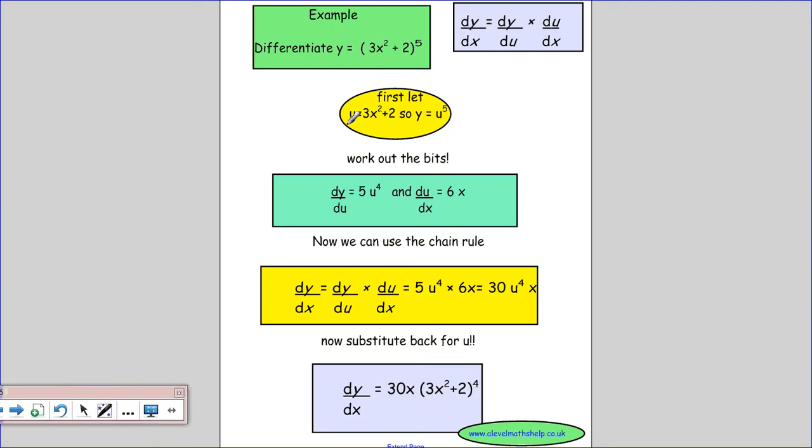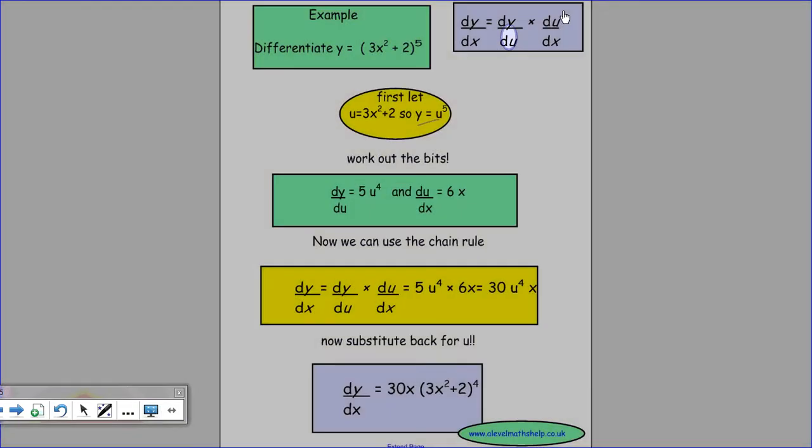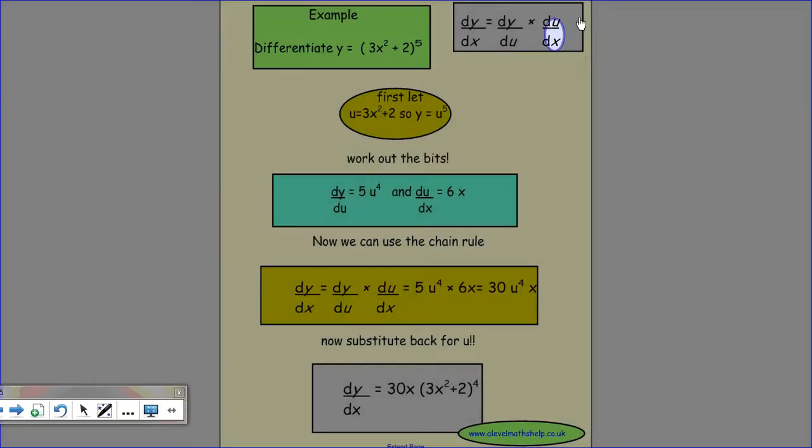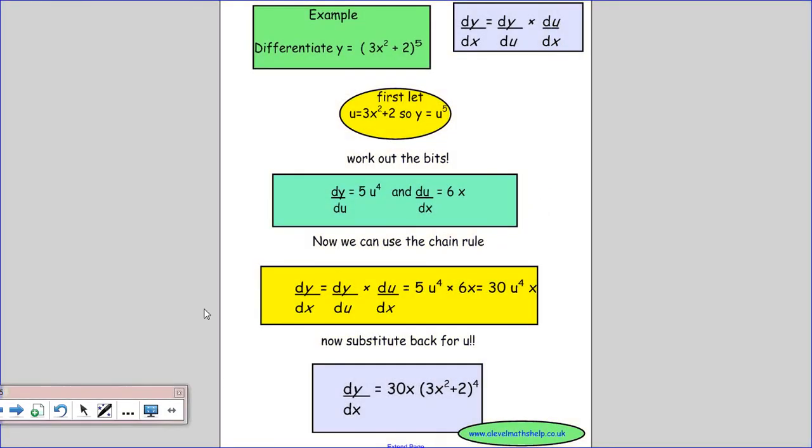So the first thing is decide what your u is going to be, and you'll use the thing inside here, and then your y will be once you've substituted for your u. And you differentiate the two things as the formula tells you to, dy by du and du by dx. And then you just put it back together, and you remember to substitute back for your u, because your u wasn't originally in the question.